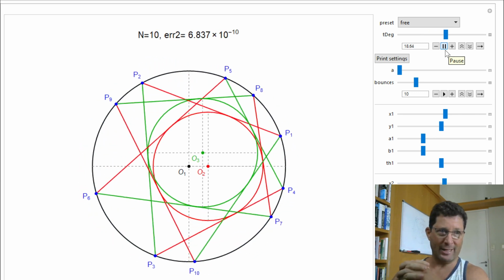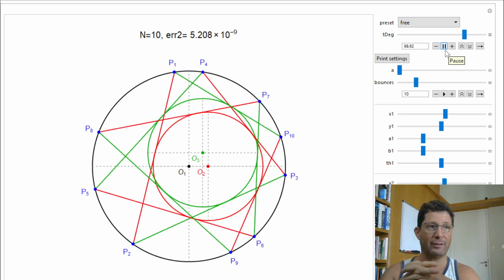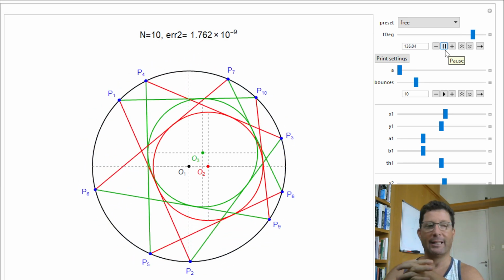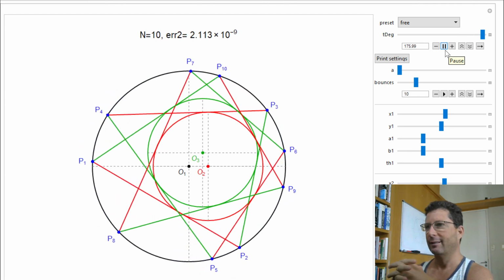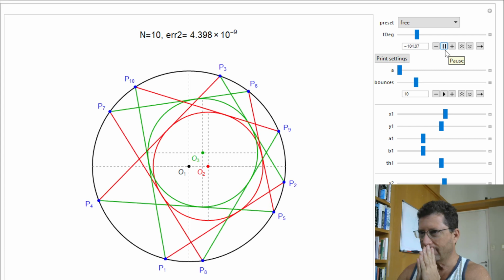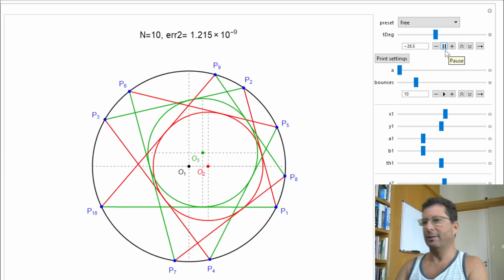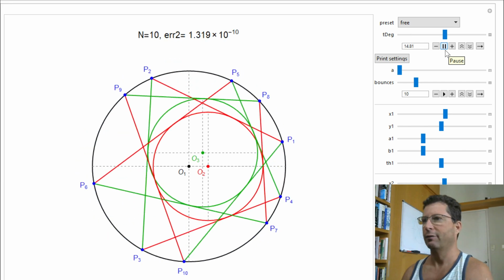The fact remains that there is some rational division of the period taking place here. These things are working for any position of P1, so this seems to suggest that there is either an accident or there's something singular about this phenomenon.